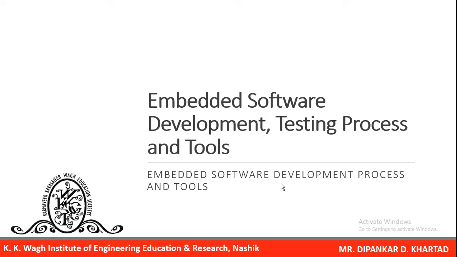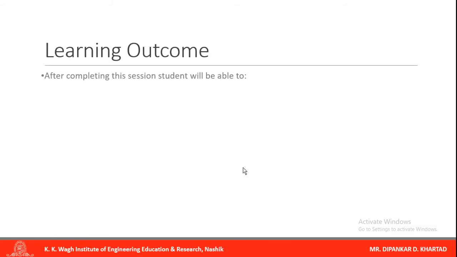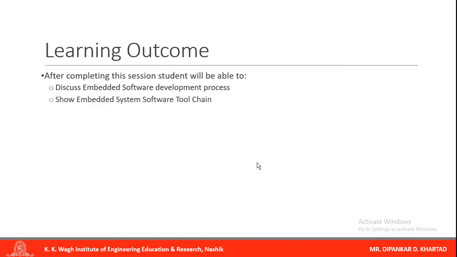So the last module is Embedded Software Development, Testing Process and Tools. In this module, we will discuss two concepts, that is, Embedded Software Development Process and Tools. The learning outcome is, after completing this session, the student will be able to discuss the embedded software development process and show the embedded system software tool chain. These are the two outcomes of this session. And the last one is an overview of host and target machines.